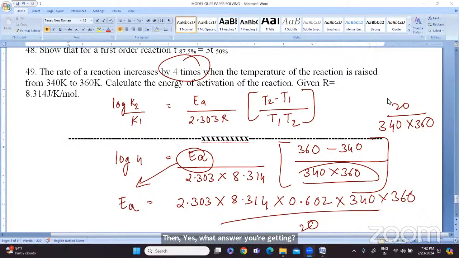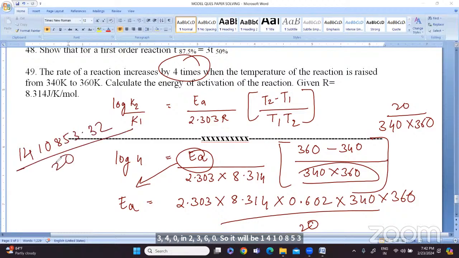2.303 into 8.314 into 0.602 into 340 into 360 will be 1410853, divided by 20. So divide this by 20. You will get 70542.6. So this is in joules. Converted into kilojoules, it will be 70.54 kilojoules.